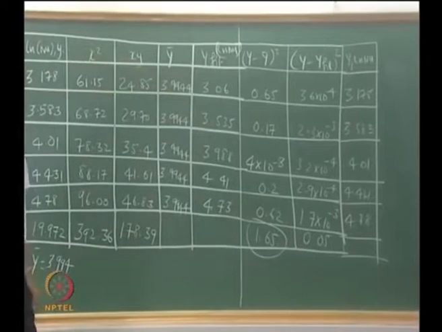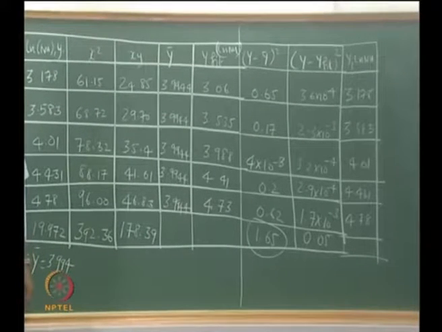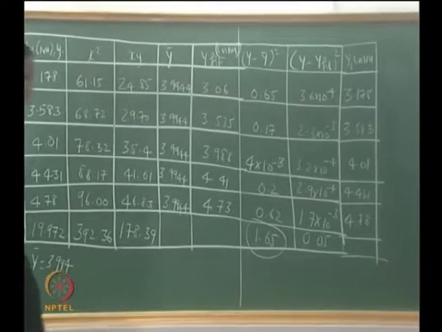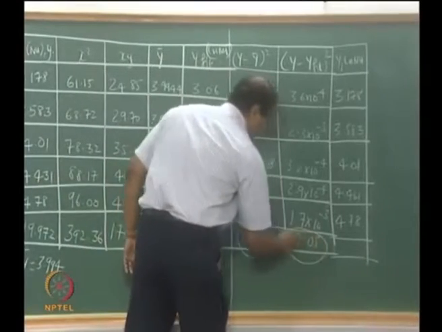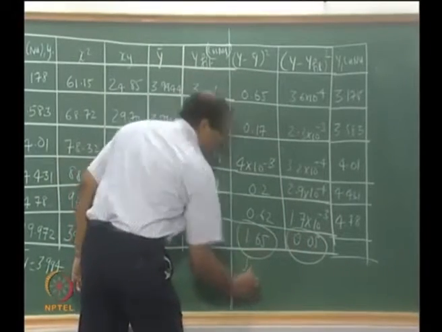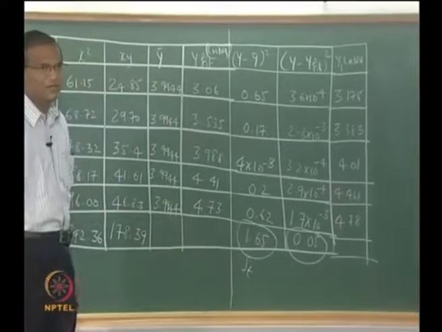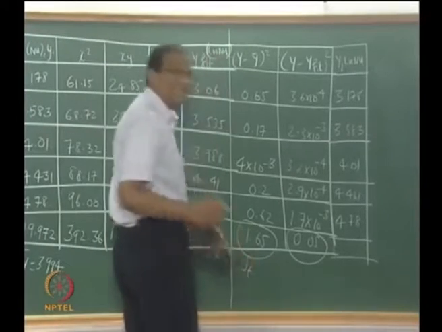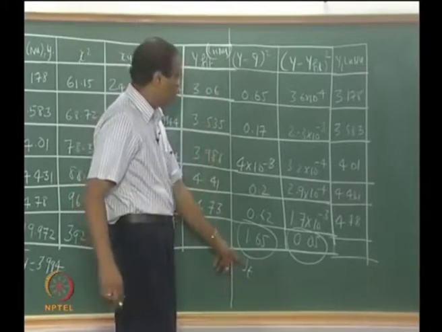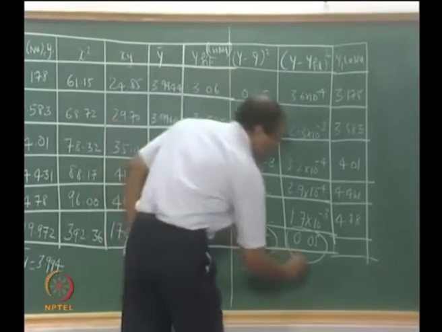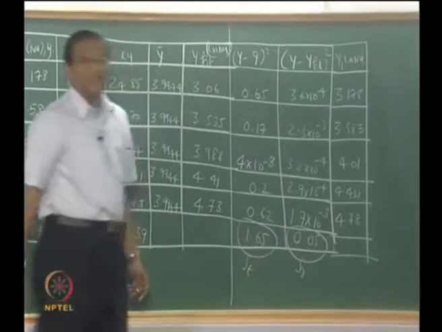Is everybody through with it? Soumya, you got it? Okay. So I call this as ST, total, I mean S is the sum of the residue with respect to the mean, and the sum of the residue with respect to the fit is SR.